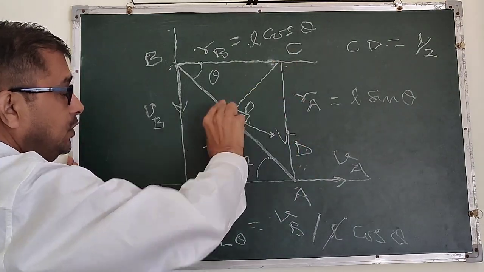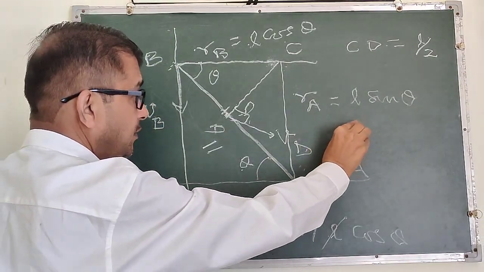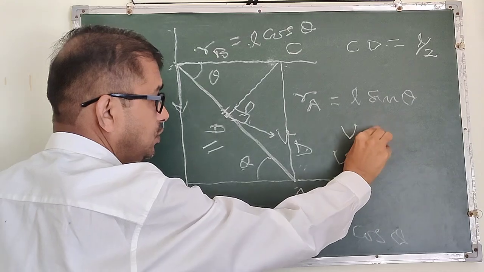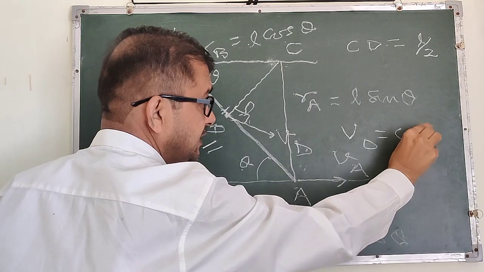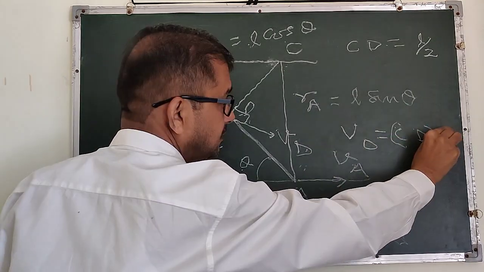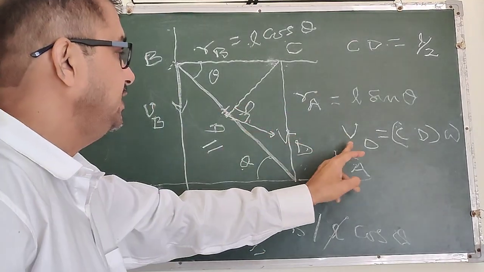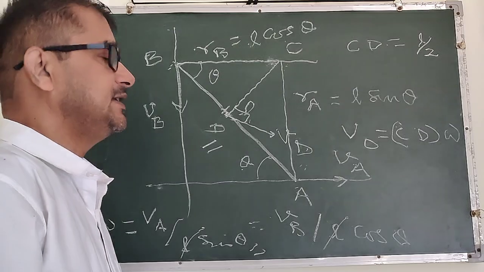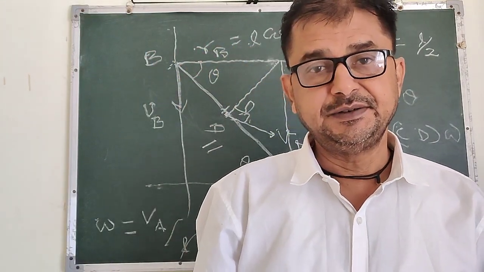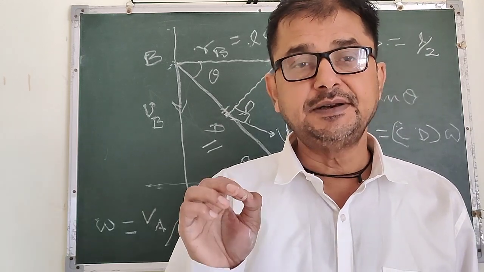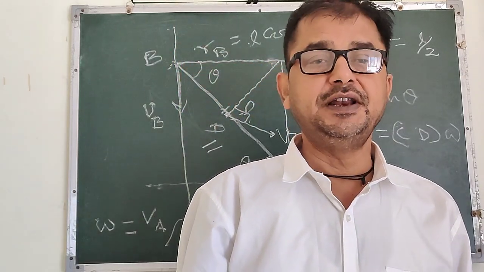Because CD we already know, the velocity of D is equal to CD into omega. CD is working as the radius, and omega we have already found, so we can find the velocity of D. This is our basic concept, and this is a good question which is asked many times in exams. Okay, so this is the first lecture on the topic instantaneous axis of rotation, which is very useful in rotational mechanics.